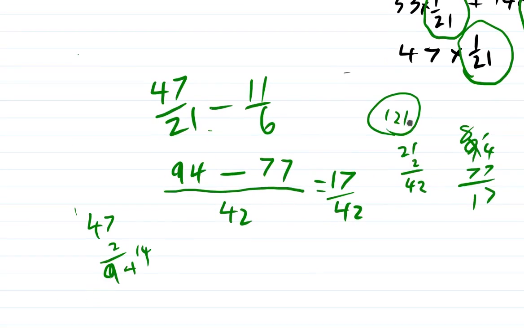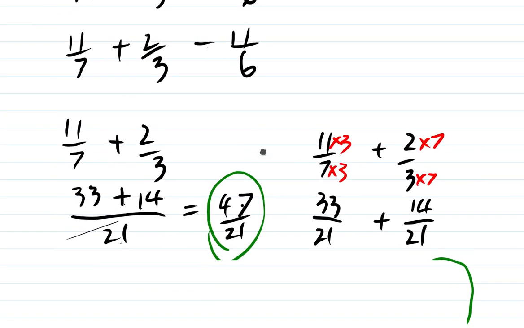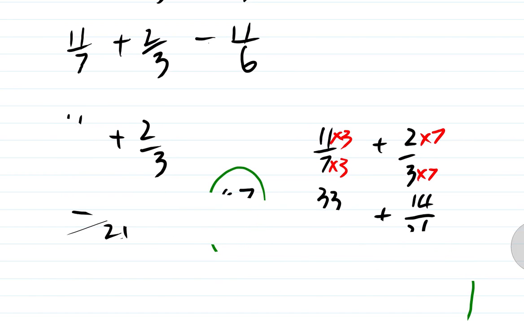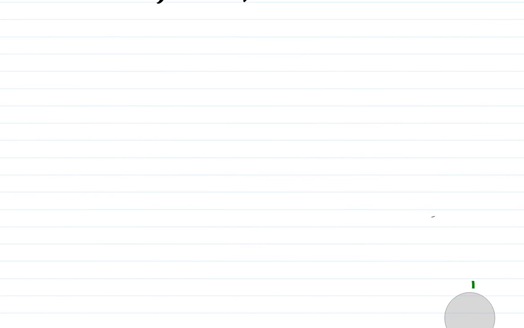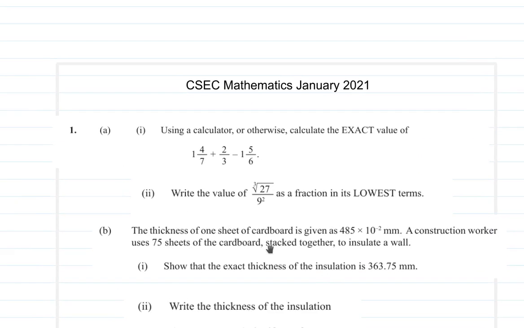Let's just erase this part of the board. What was it again? Just in case I have to use it again. 17 divided by 42. 17 over 42. Let me just write the answer up here. So this is 17 over 42. I don't want to forget what the answer was. So that answer, 17 divided by 42. Good.